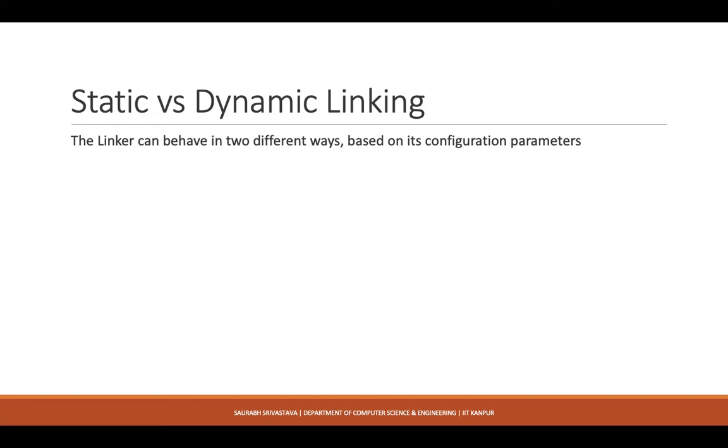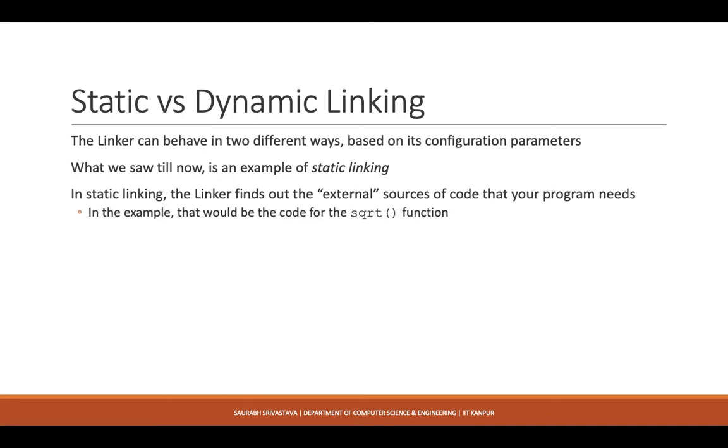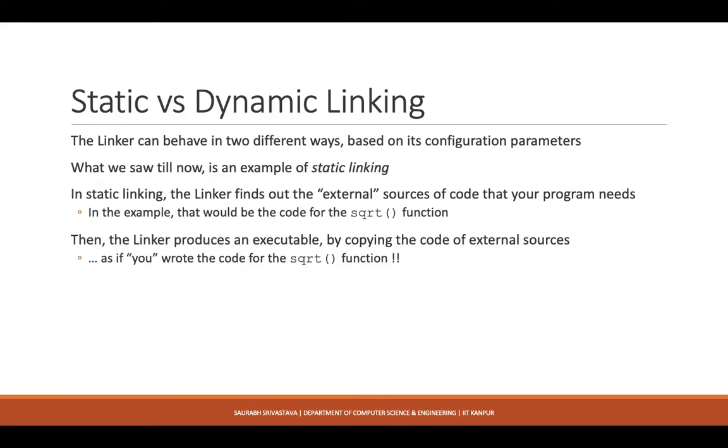Now, even in the linking, right, there are two types of linking. The linker can actually behave in two different ways based on its configuration parameters. So whatever we saw till now is an example of static linking. With static linking, the linker finds out where the sources of the code that you want to put inside your executable are. In this case, this was the code for the sqrt function, and then the linker simply copies the code from that particular source into your executable.